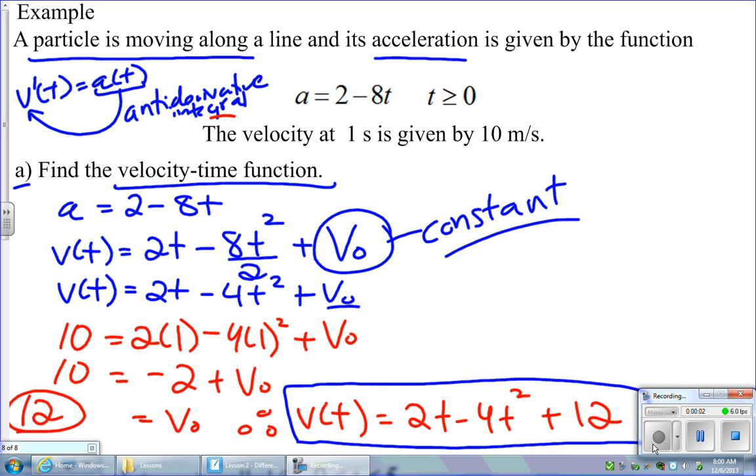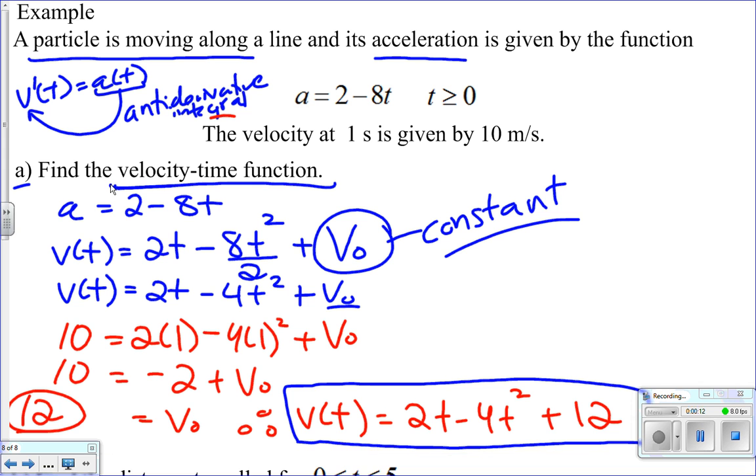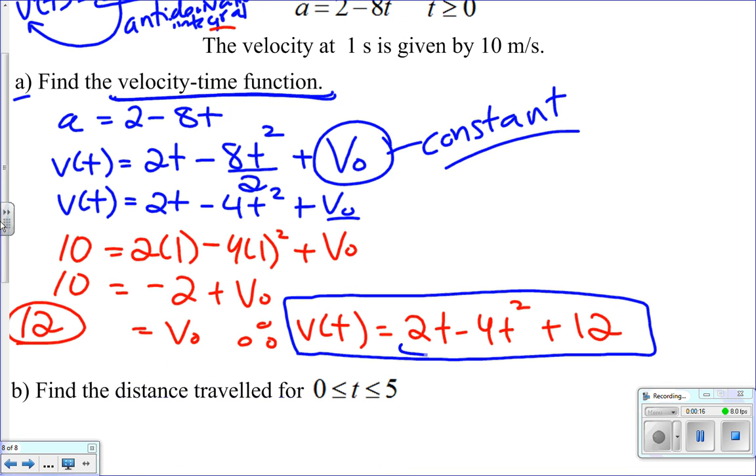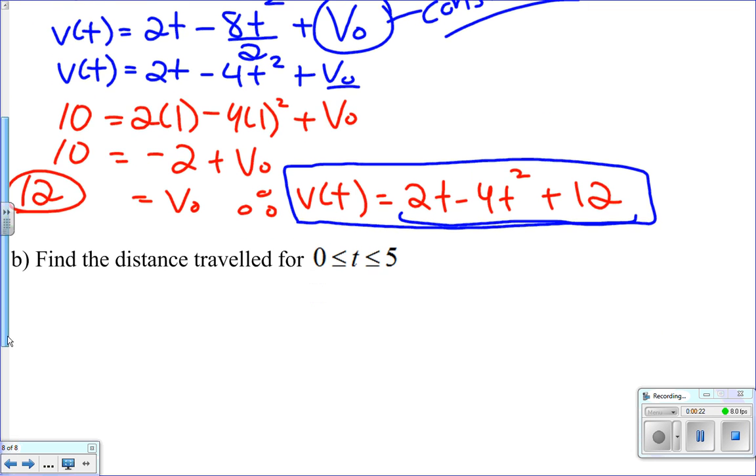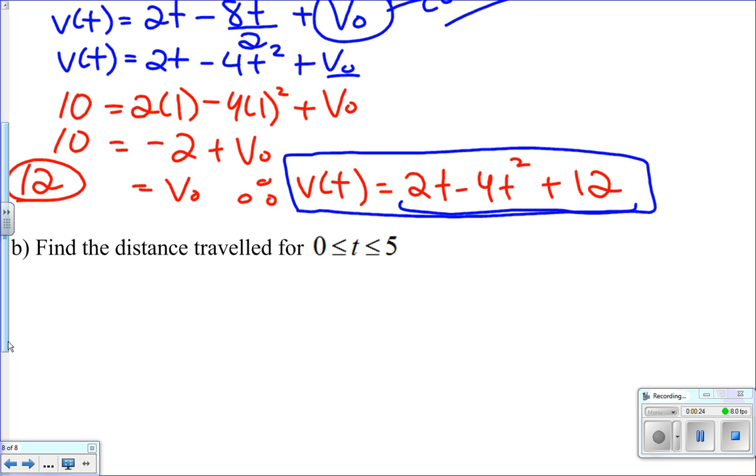All right, so this is going to be part 2 of a particle question involving acceleration and the antiderivative. In my first video, I already found the velocity time function, and that velocity time function is circled in blue here: 2t minus 4t squared plus 12. The next question involves just a little bit more work, and it asks to find the distance traveled for the first 5 seconds, so from 0 seconds to 5 seconds.